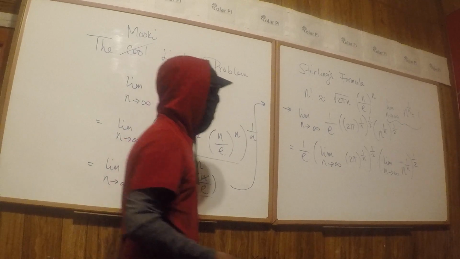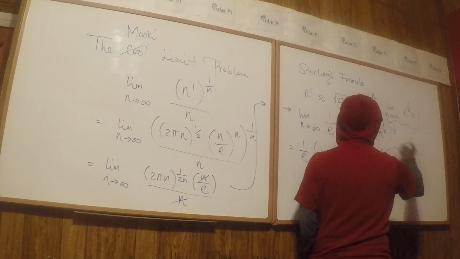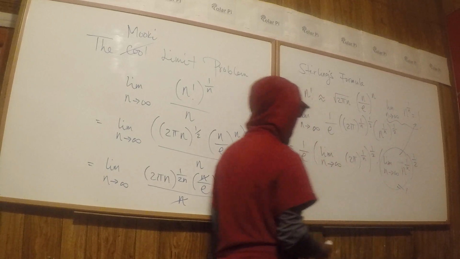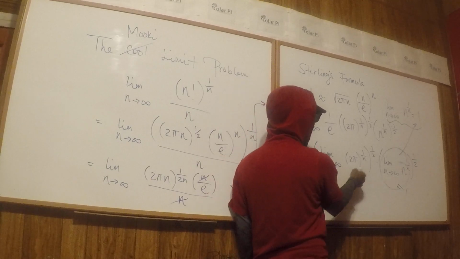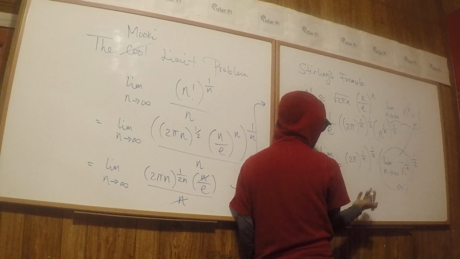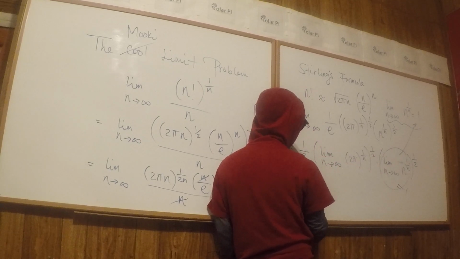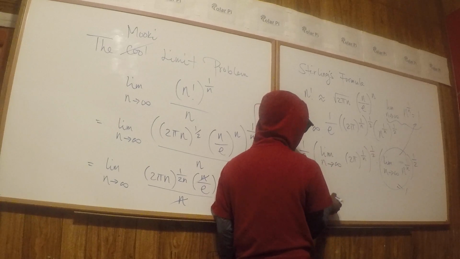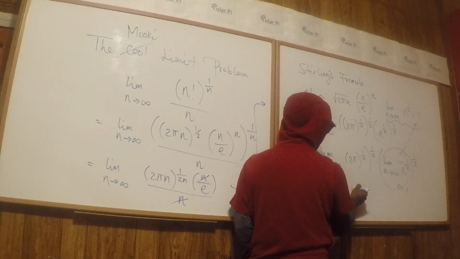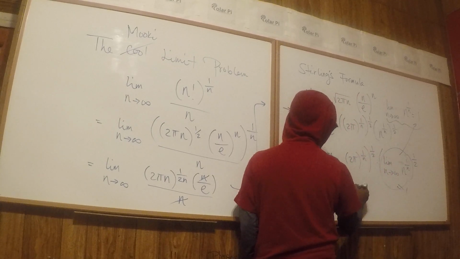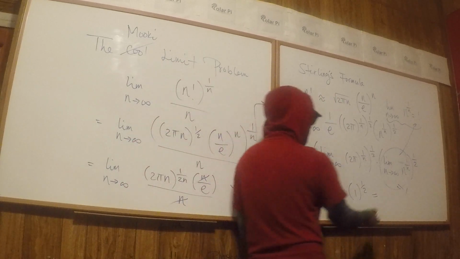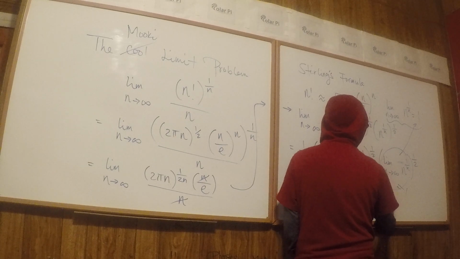Now look here, we apply this fact here, so this is equal to 1. And in this part, it's very obvious that as n goes to infinity, 1 over n goes to 0. So we have 2 pi to the power 0, which is 1. So we have 1 over e, and 1 to the power 1/2 times 1, which is 1. And so all of this reduces to 1 over e. Okay, cool.